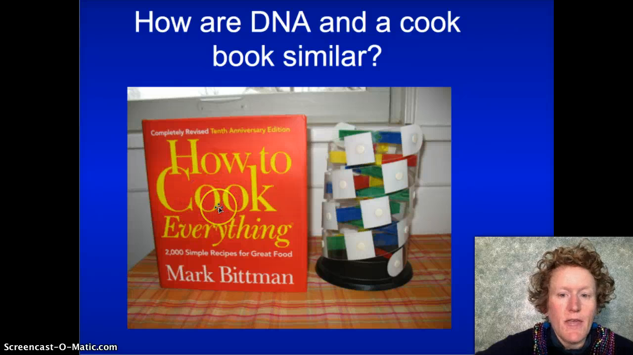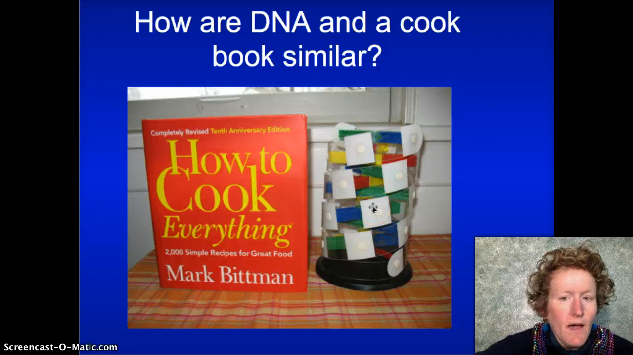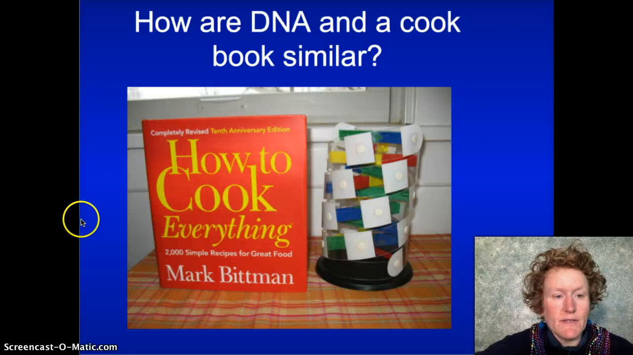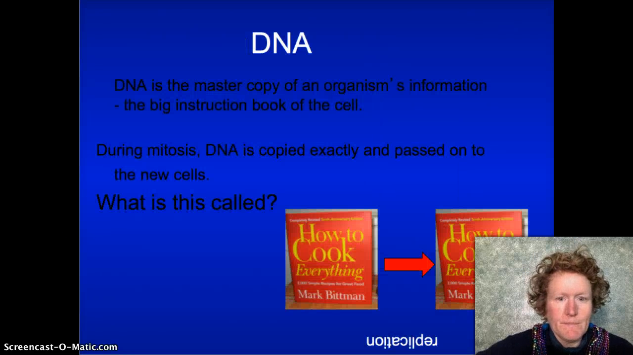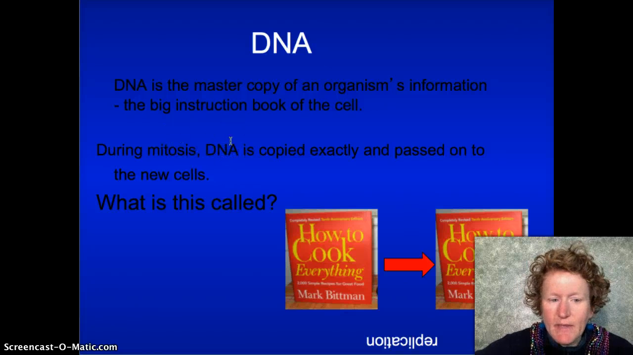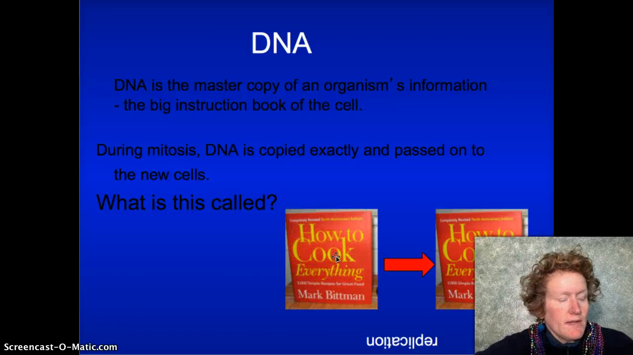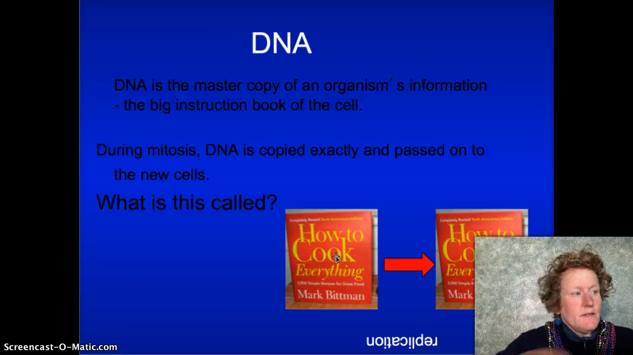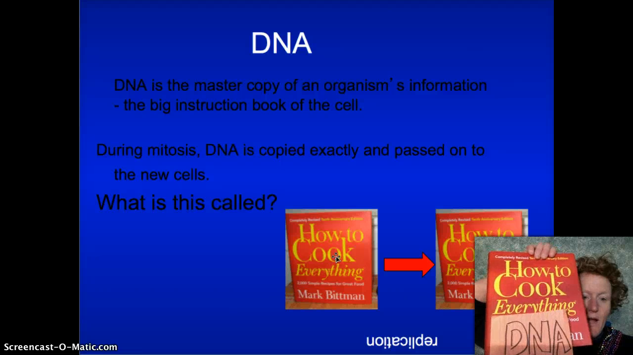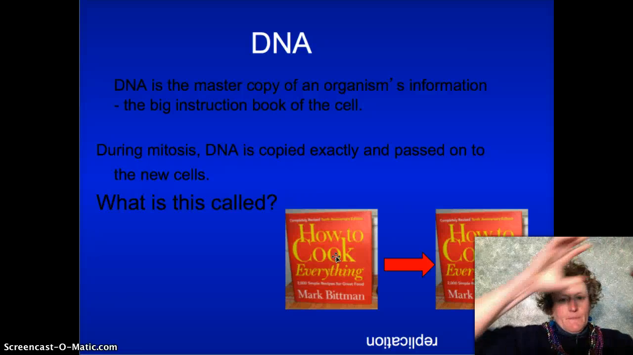So this has a lot of directions in how to make a lot of different great things. It also stays in your kitchen. DNA, which I have a model of here, also has recipes for a whole bunch of different proteins, and it stays in your nucleus. During mitosis, DNA is copied exactly and passed on to new cells. This process, where we make an exact copy of the entire instruction book, is called replication. When you make a new copy of DNA, that's replication. You make another whole book.